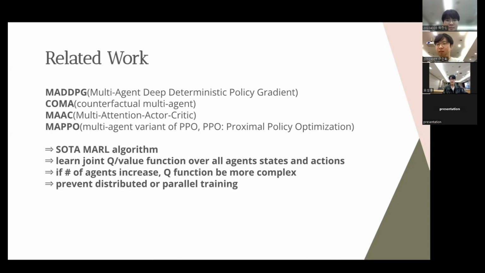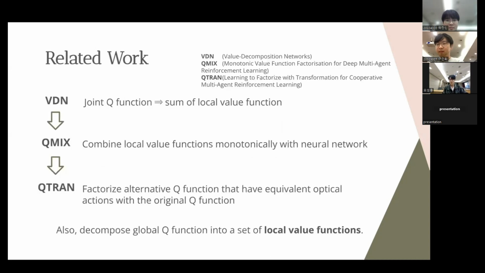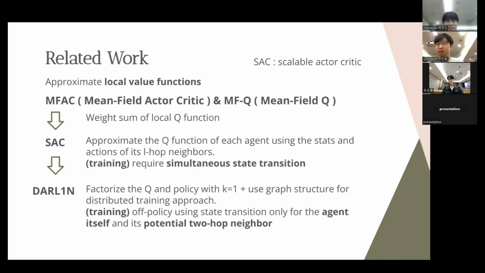As a first trial to solve this problem, there are 3 ways to reduce the complexity of the Q function, named VDN, QMix, and QTran. Also, there is a way to decompose the global Q function into local value functions. To approximate the local value functions, there are 2 algorithms named MFAC and SAC. DARLING used the SAC algorithm in the case of k equals 1. It also uses a graph structure for distributed training.